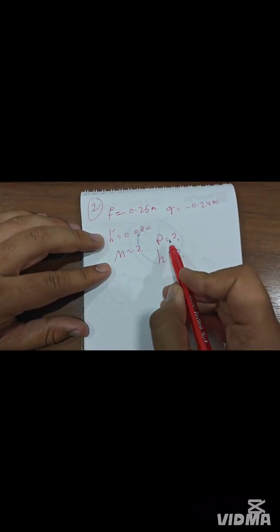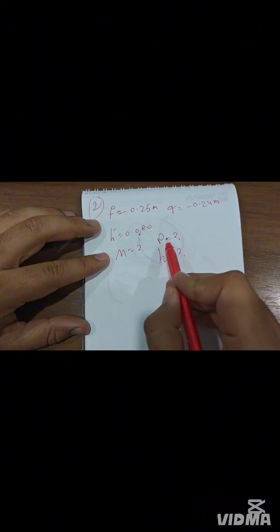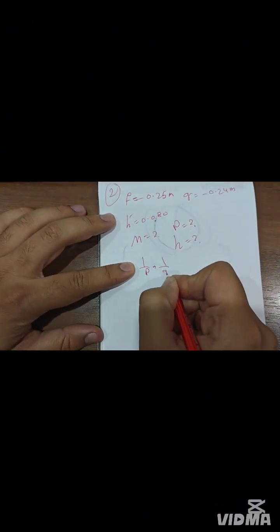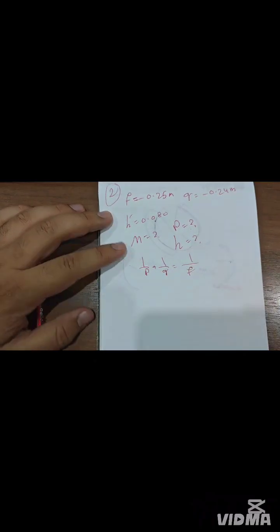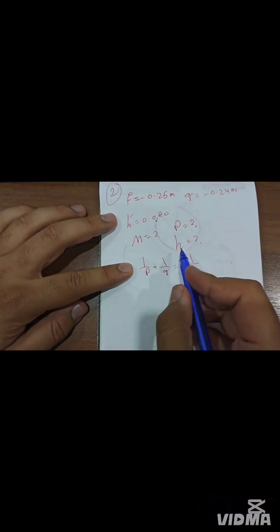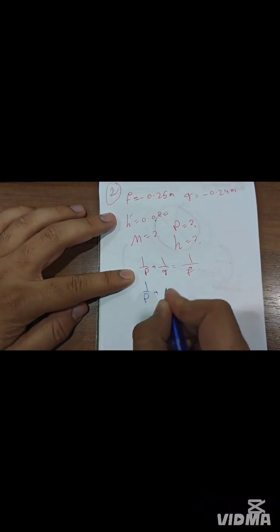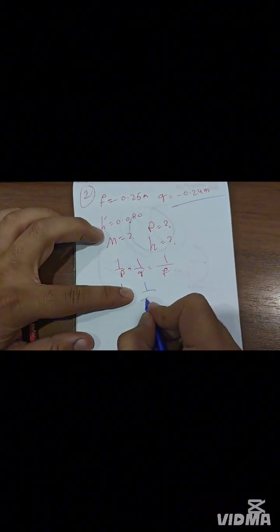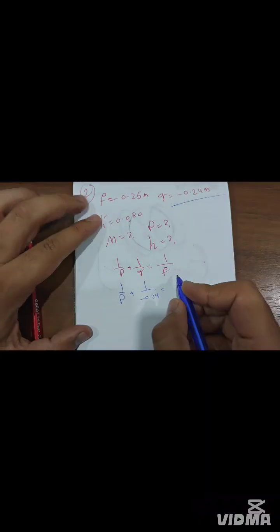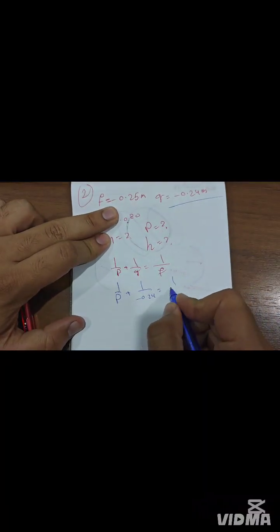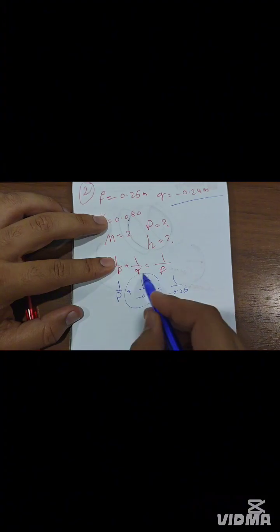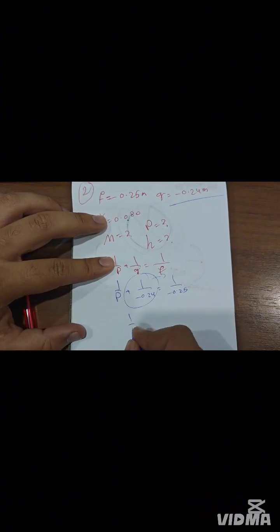You have all of them, and we are going to be finding now P, the object distance. Same rule, 1 over P plus 1 over Q equals 1 over F. We want to find the value of P. Q is negative 0.24, so 1 over negative 0.24 equals the focal length, negative 0.25. Then take this fraction to the right side. 1 over P equals 1 over negative 0.25.